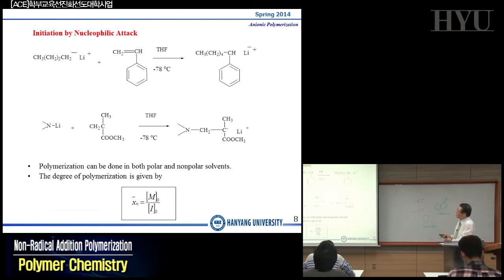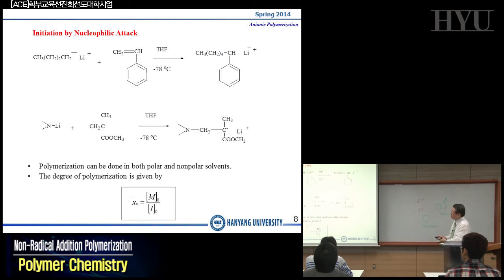Whereas in the next case, just like what we have seen, the butyllithium case, you add one initiator carbanion that will attack one monomer in THF at minus 78 degrees C. You have one chain, therefore this is the case where K is equal to 1. So the concentration of monomer and the concentration of initiator will determine your degree of polymerization.